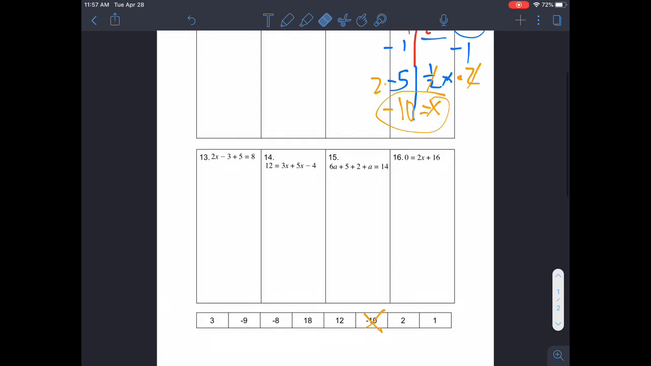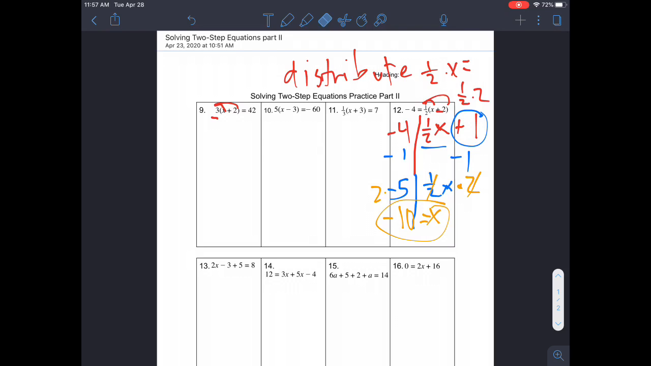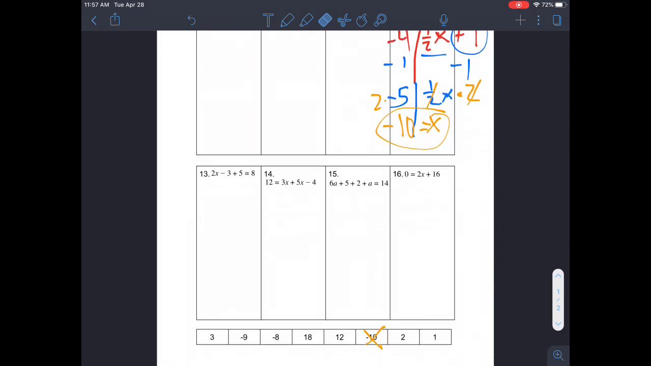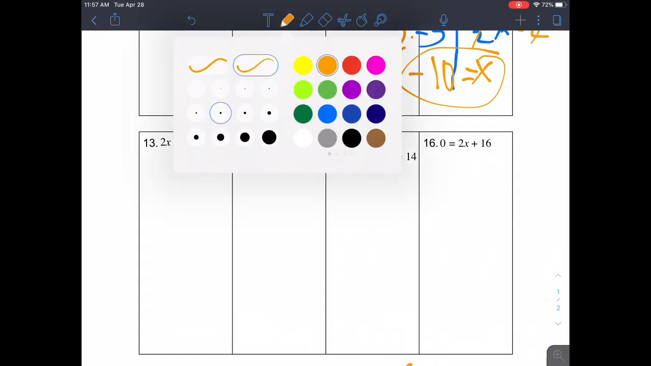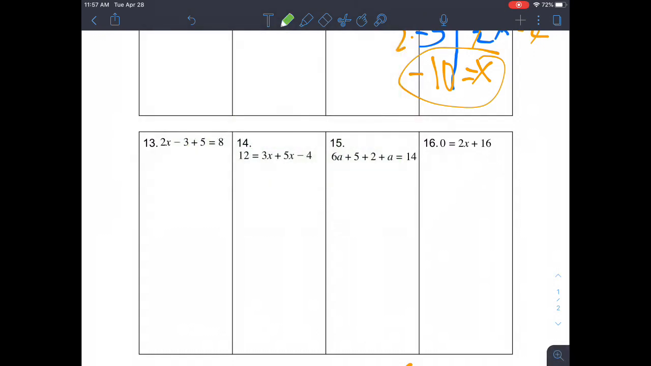So for those top problems, we want to do some distribution to get rid of the parentheses and then solve it, just like we did right here. Now, let's take a look at some problems from 13, 14, 15, and 16. Let's try problem 15. In this, there's no parentheses, so we don't distribute. We need to combine any like terms before we get stuff moving from the left to the right.